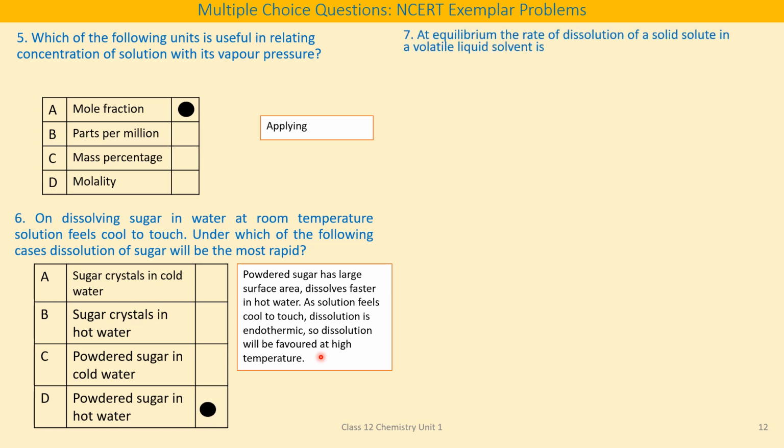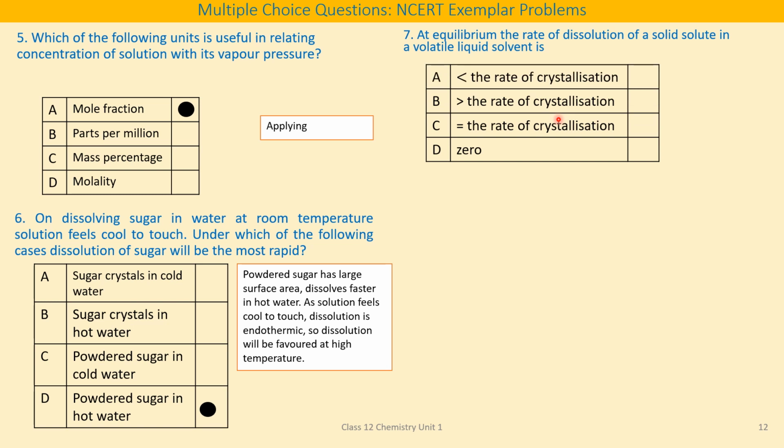Next question. At equilibrium, the rate of dissolution of solute in a volatile liquid solvent is, four options are given. Option A, less than rate of crystallization; B, greater than rate of crystallization; C, equal to rate of crystallization; and option D is 0. You have to analyze and mark the correct answer.